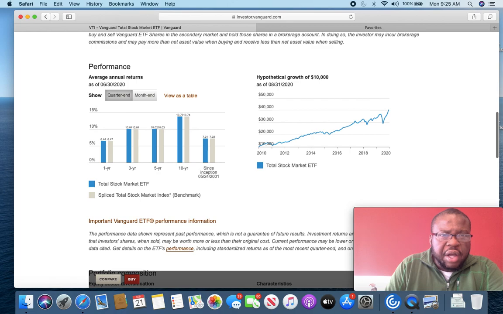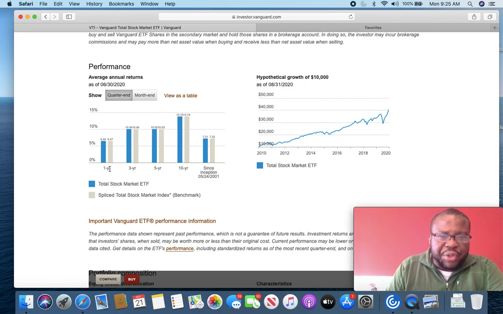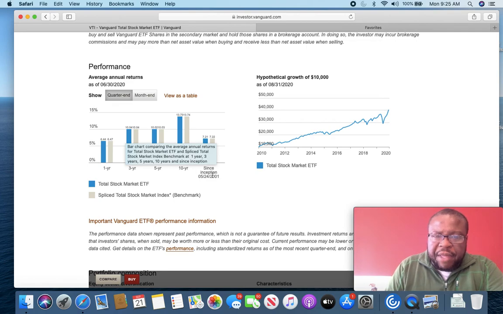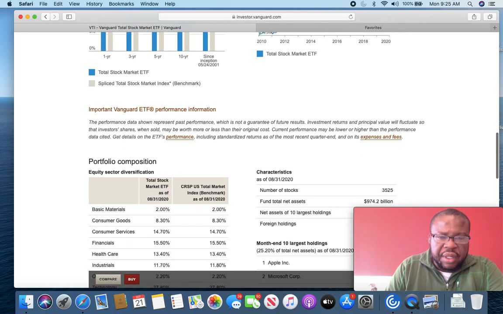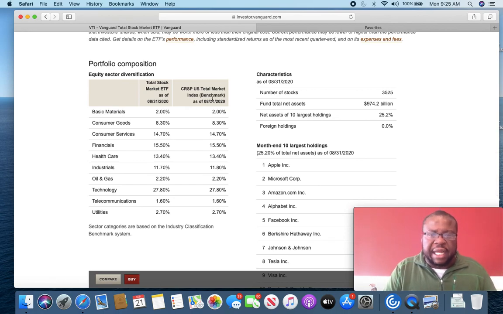Oh, before we get to there, look at the blue, which is the total stock market ETF, the VTI, and the beige is the benchmark, right? The benchmark. And you see how it's pretty much identical. It's identical because it's matching it perfectly. If you had invested $10,000 in 2010, right now it would be worth about $40,000. And the reason why it matches it perfectly, this is the benchmark index, right?